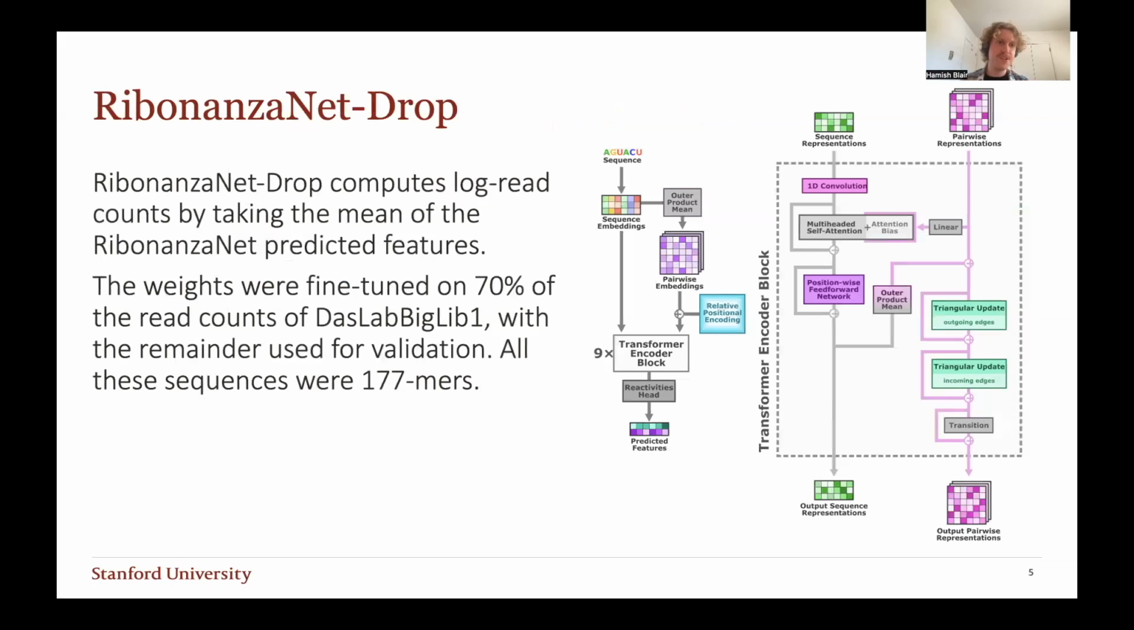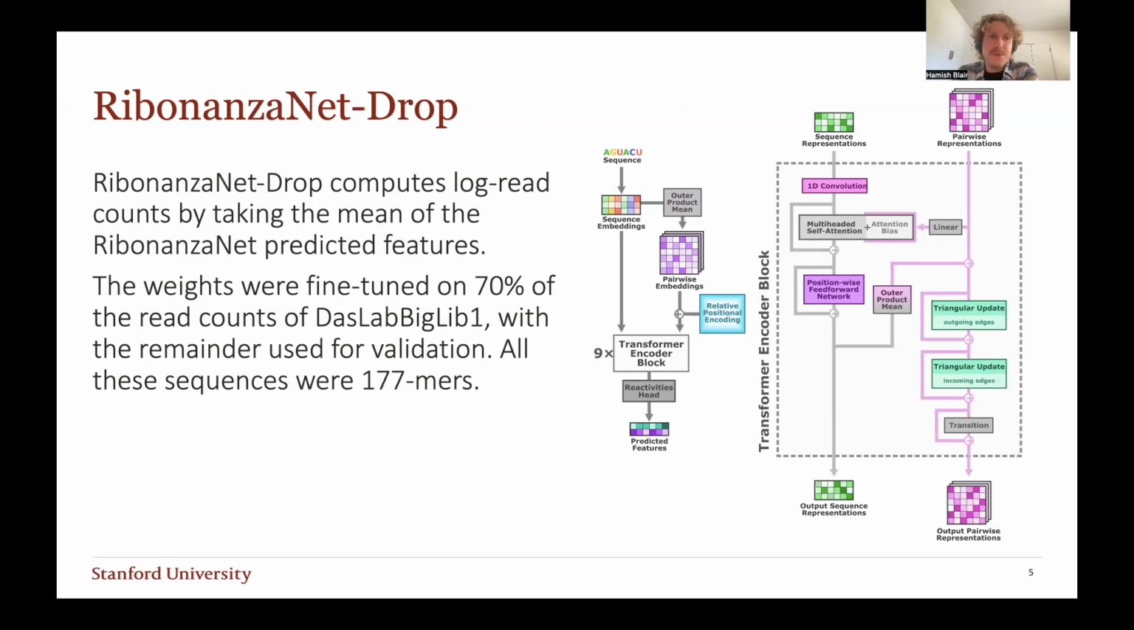The most successful approach was to take a copy of RibonazaNet, which by the time you're listening to this, Shujun will have already given his talk, so I won't go into detail about that, and fine-tune it for the task of predicting the aligned read counts for each sequence. Now, the main change that needs to be done is that RibonazaNet predicts a one-dimensional feature, which is the chemical mapping profile, but I needed to predict a zero-dimensional feature, which is the read count.